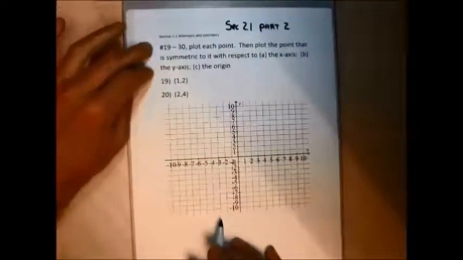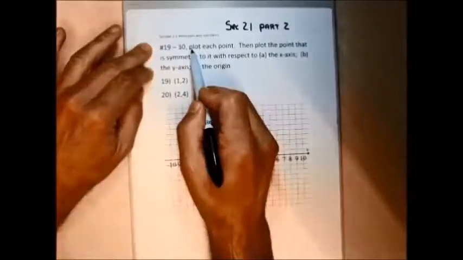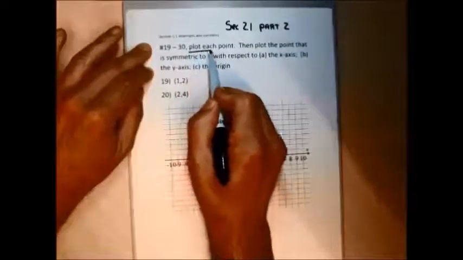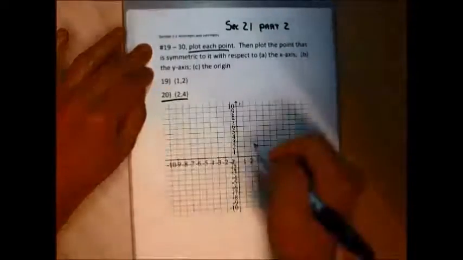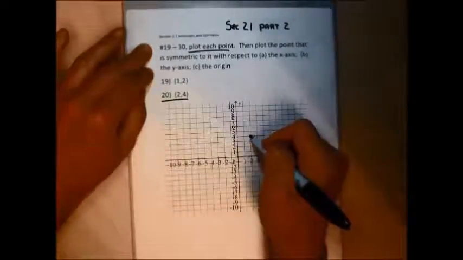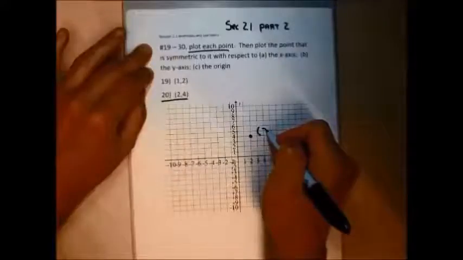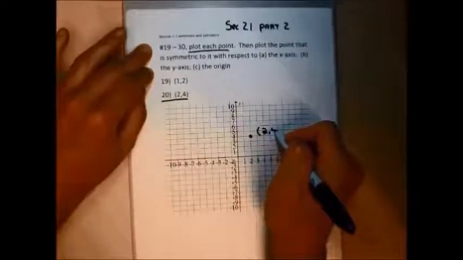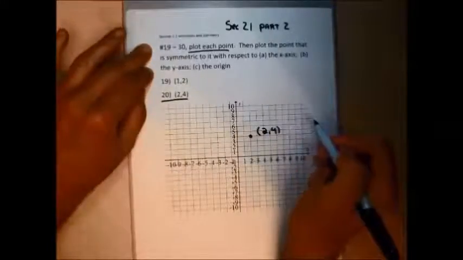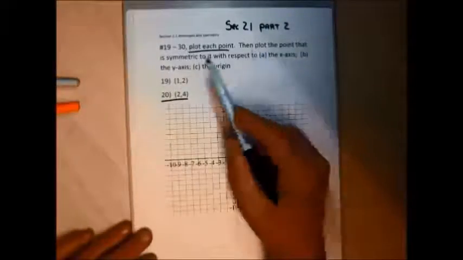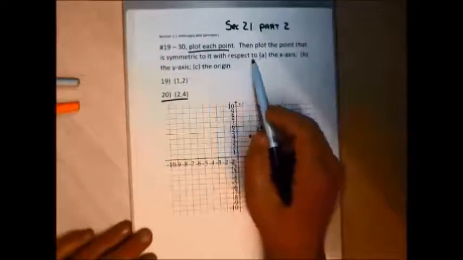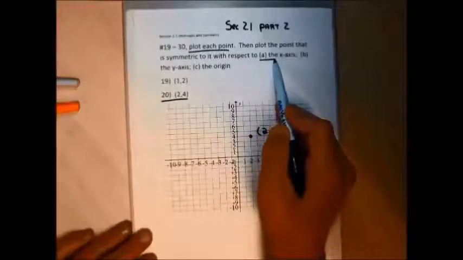So as I read the instructions, the first instruction for each problem at 19 through 30 said plot each point. For problem 20, since I'm going to do that first, I'm going to plot the point (2, 4). Easy enough to plot the point (2, 4). I go 2 to the right and up 4. And then it has multiple parts. Then it says plot the point that is symmetric to it with respect to the x-axis.